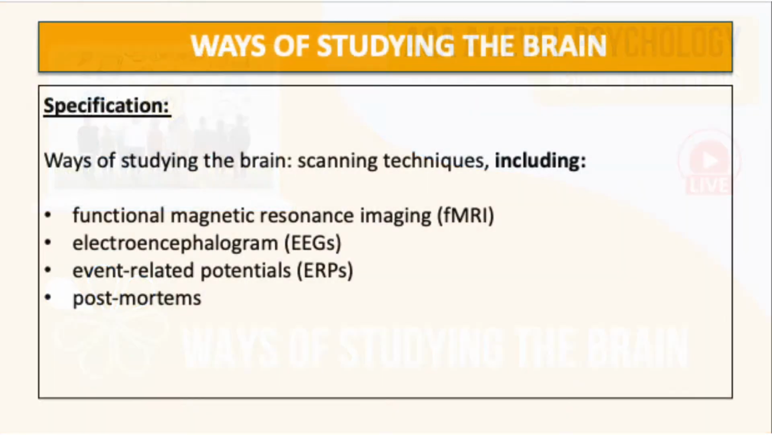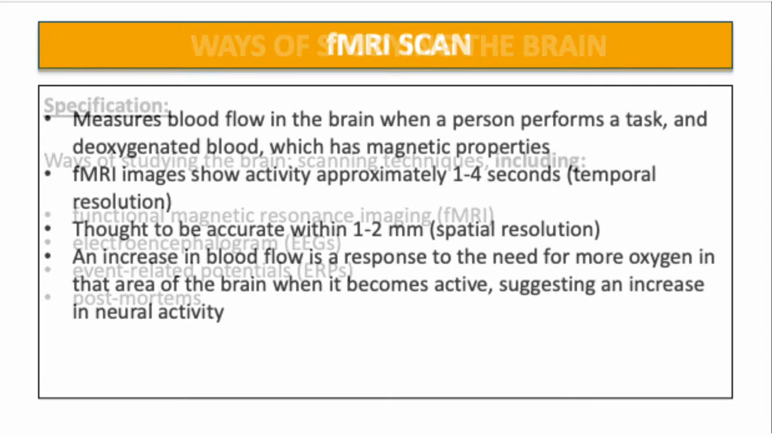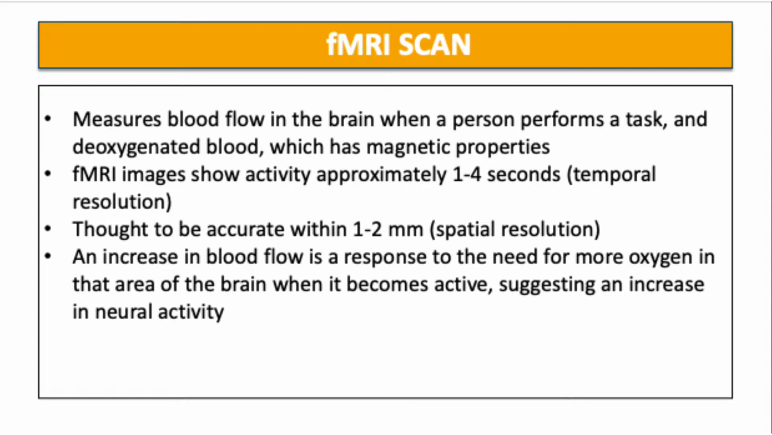So we're just going to go through the specification first, just to give you a reminder of what's included in ways of studying the brain. The scanning techniques that you need to know about are fMRI, EEGs, ERPs, and lastly, post-mortem. So as Laura mentioned at the start, we're just going to go through a bit of teaching, a recap of each one of these scanning techniques before we get into our game. So let's start with fMRI scanning.